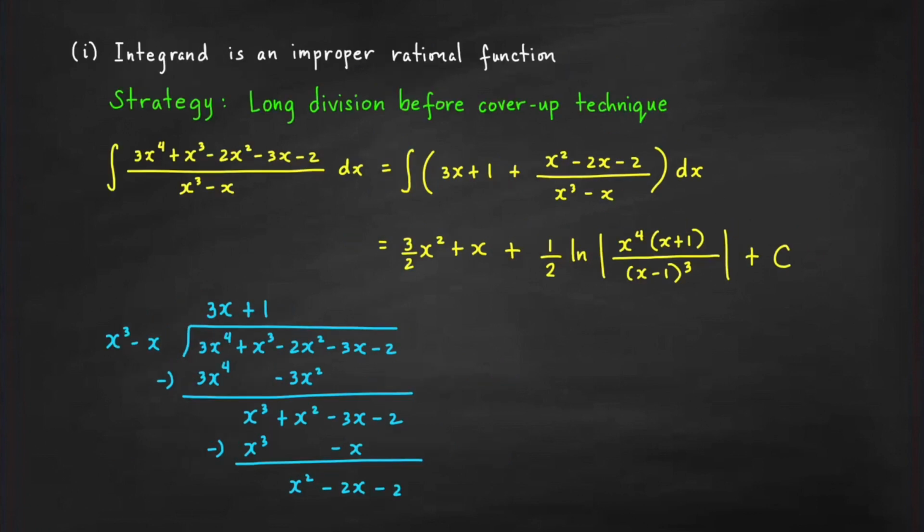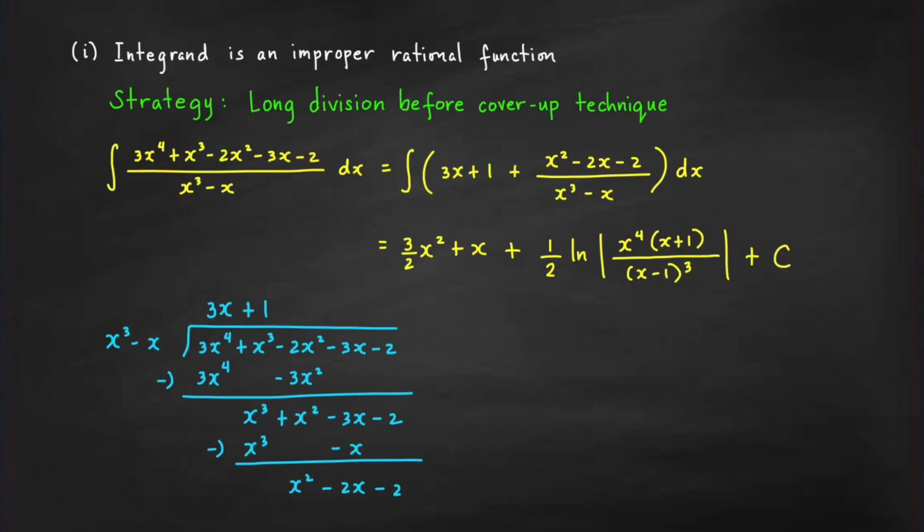Now, what if the integrand is an improper rational function? When we say improper rational function, it's a rational function wherein the numerator has a degree that is equal or greater than the degree of the denominator. So, for example, this rational function. The degree of the numerator is 4, degree of the denominator is 3. So this is an improper rational function.